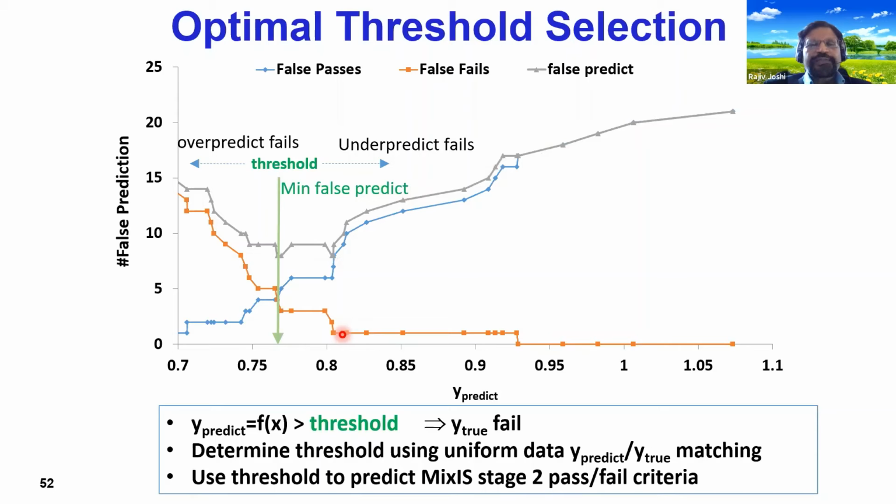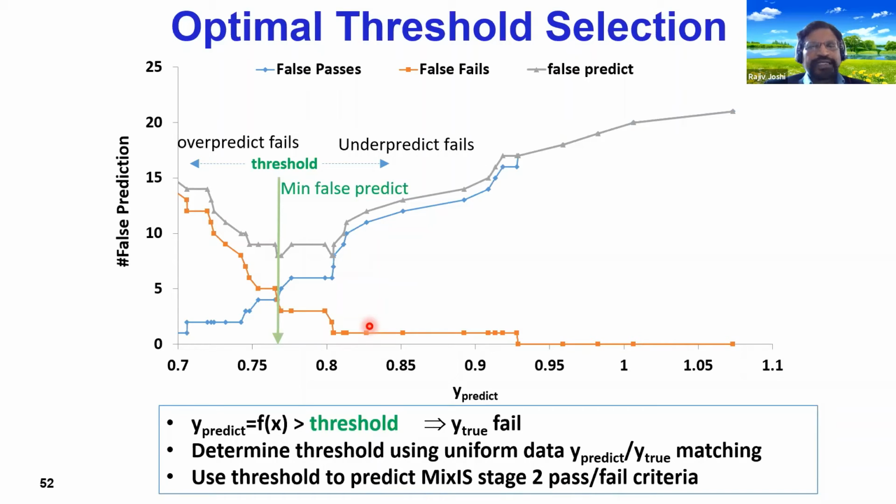And first we determine that threshold by plotting these two and getting a region, and use it, and then use the threshold to predict the mixture importance sampling, the second pass-fail criteria, which gives us reasonably good accuracy. Okay, well, you need reasonably good accuracy, but also the speed increases by an order of magnitude compared to the mixture importance sampling that I described earlier.